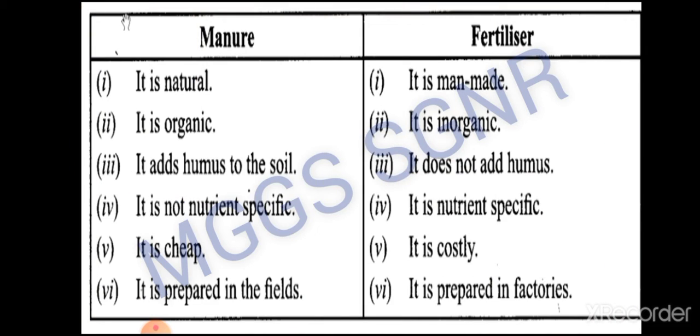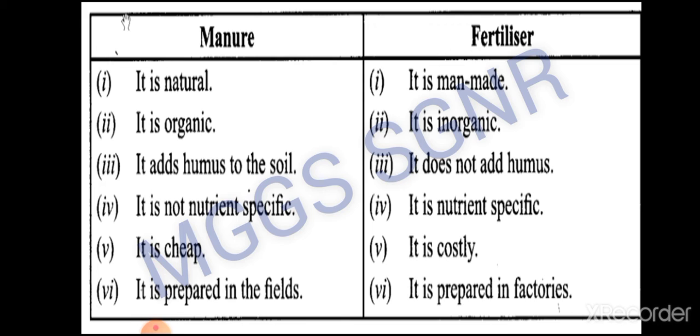Manure is natural, but fertilizer is man-made. Manure is natural because we get it from dead and decaying material, from biodegradable waste material, from cow dung or any fecal matter. But fertilizers are prepared in the factories, so it is man-made.